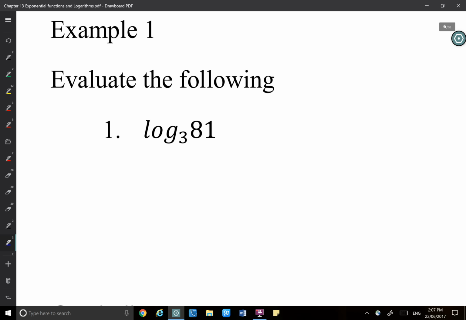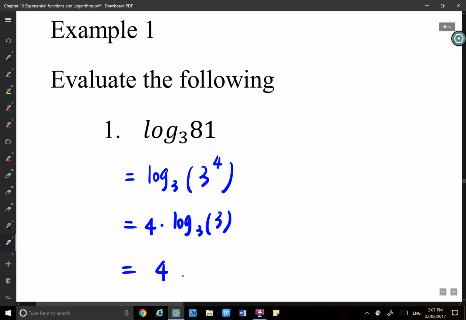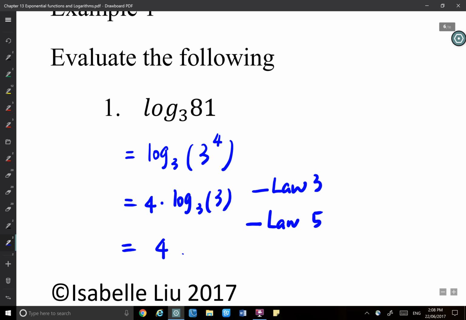Let's say log base 3 of 81. 81 equals 3 to the power 4, so that equals log base 3 of 3 to the power 4. And that is 4 times log base 3 of 3, which is 1. That is 4. We use law number 3 and law number 5. Check the 4 to the front, and then log 3 and 3 just get cancelled.